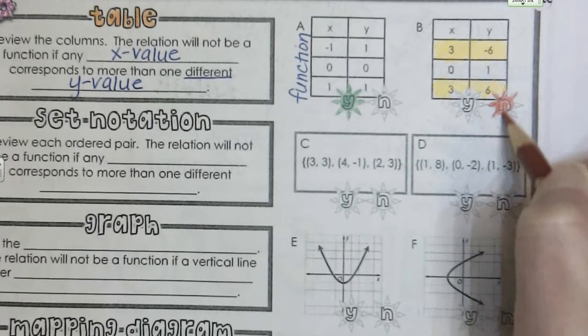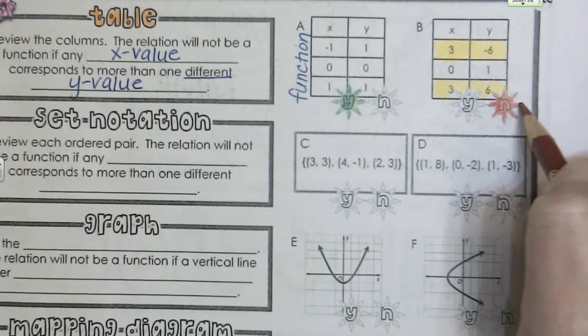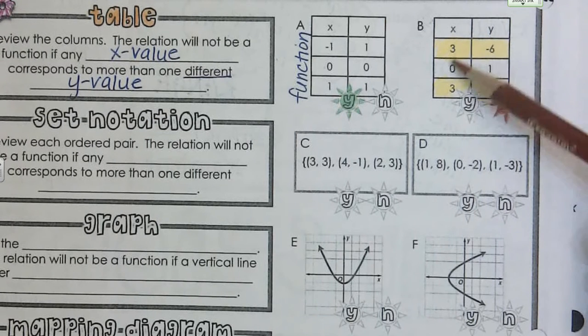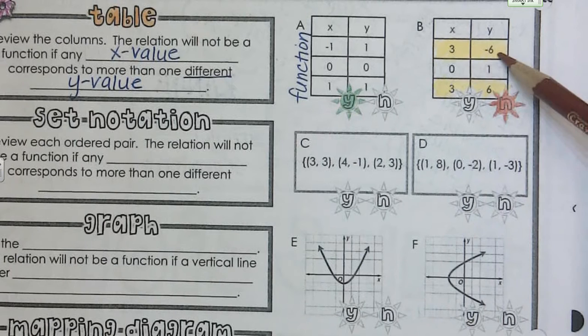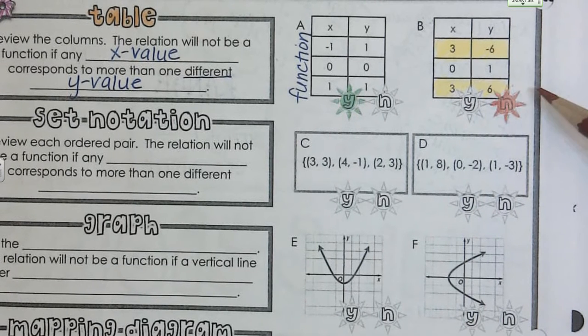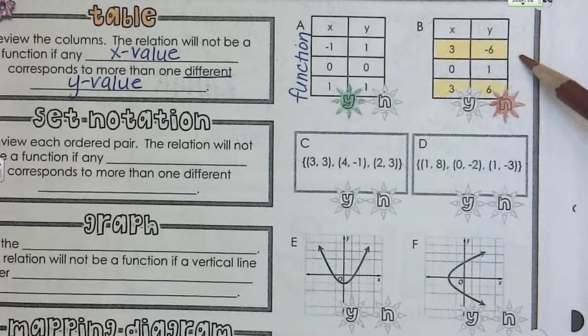This is an example of not a function. So again, we look at those x values. I can see here that I have duplicated 3's. Now, if these were both -6's or both 6's, it would still be a function because it was corresponding to that same y value. But this time I would have to pick, and I'm not allowed to do that. So I can see that this one is not a function.